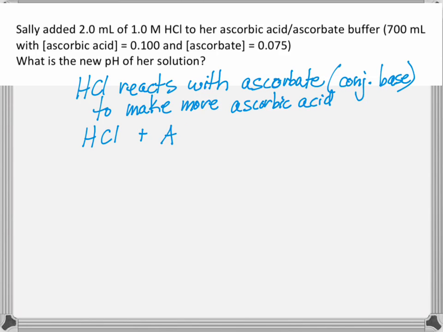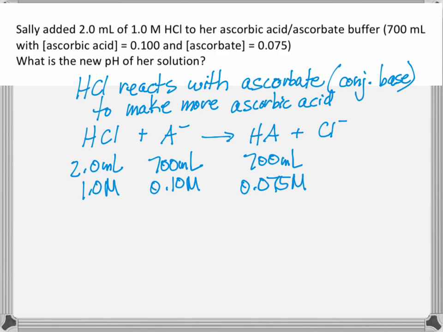So let's write out the chemical reaction for HCl to react with ascorbate to make more ascorbic acid. Notice when we write the equation out that we use an arrow that only points to the right because this reaction goes to completion. Now we need to use the numerical values in our question to figure out how much of each of the materials we will have after this chemical reaction.